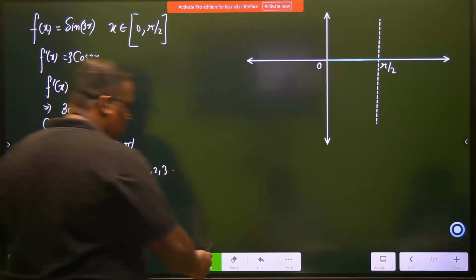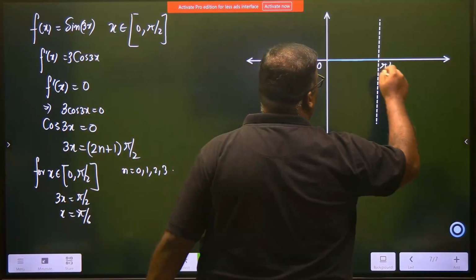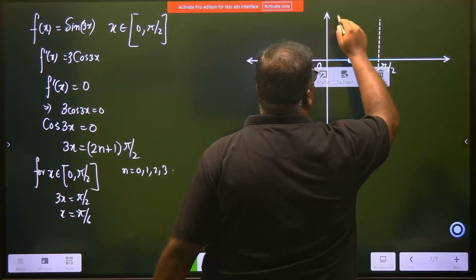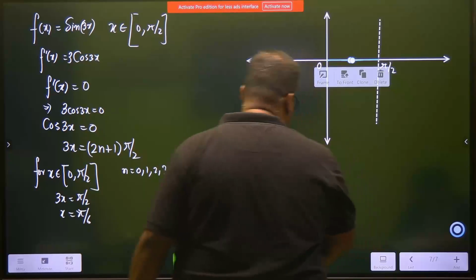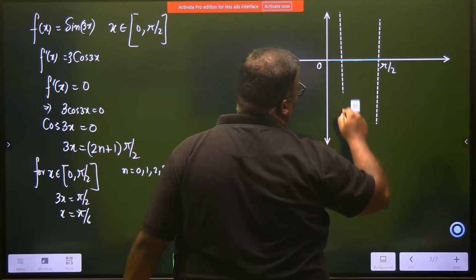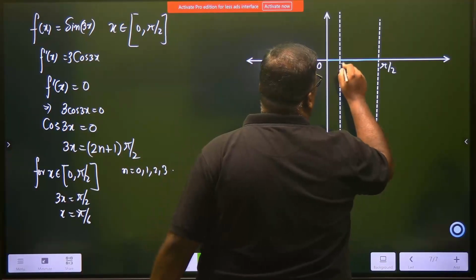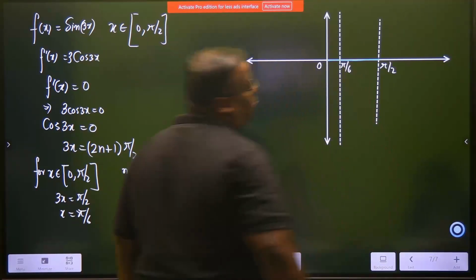Alright children, I hope you are not getting confused here. I'll explain that. This is pi by 2, so this is pi by 4, right? This is 45 degrees and I'm supposed to be at 30 degrees. So this is a critical point. Pi by 6 is a critical point.